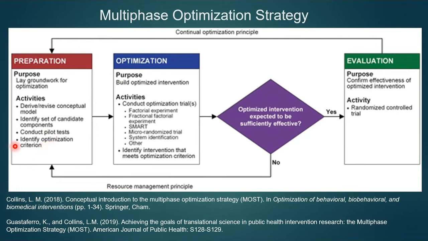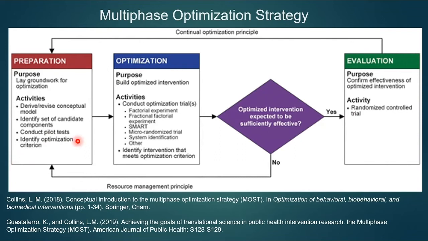There are many, many components that can be considered, and the whole comprehensive list is identified. Then there may be pilot tests conducted. There might be qualitative research to assess the acceptability, feasibility, and appropriateness of these different components. And then the optimization criteria might be chosen.